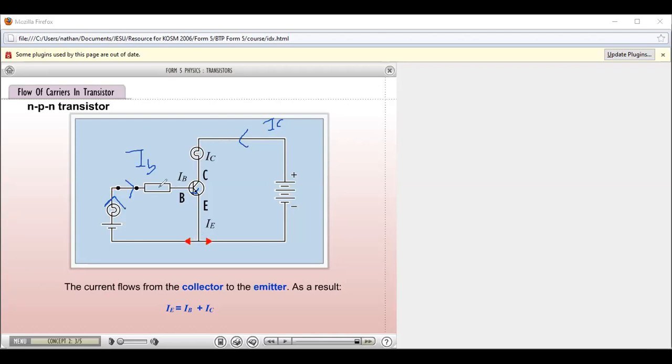Usually at the base they put a resistor. Why? Because if the base current is too high, it can spoil your transistor. So they put a resistor here to limit the base current. You can see the base current flowing this way and the collector current flowing this way. That's why for an NPN transistor the arrow is going downward, because it shows the direction of current.